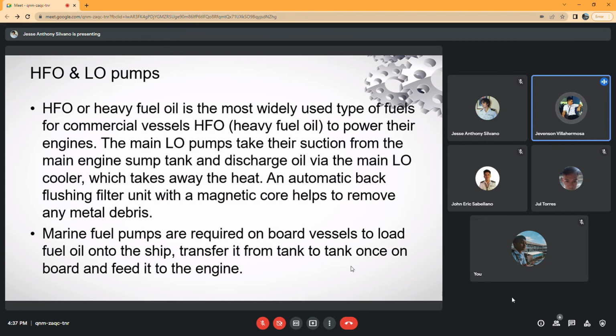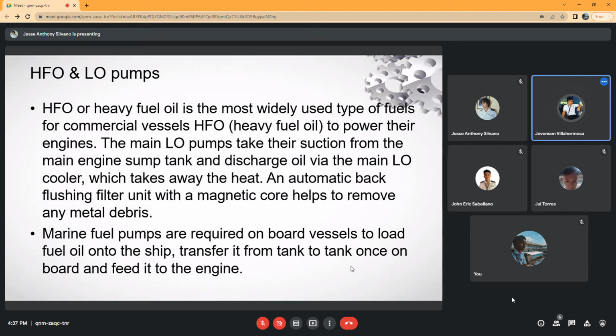The main LO pumps take the suction from the main engine sump tank and discharge oil via the main LO cooler, which takes away the heat. An automatic back-flushing filter unit with a magnetic core helps to remove any metal debris. Marine fuel pumps are required on board a vessel to load fuel oil onto the ship, to transfer it from tank to tank once on board, and feed it into the engine.